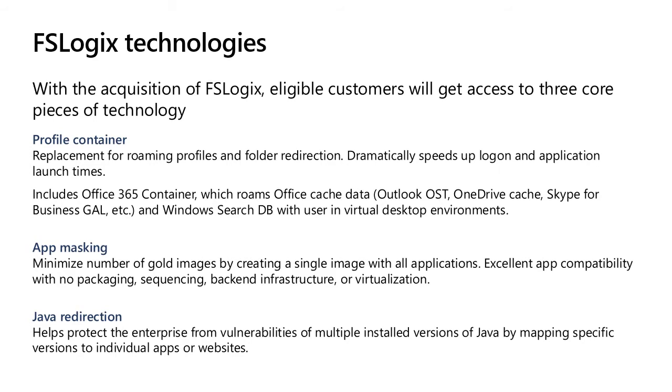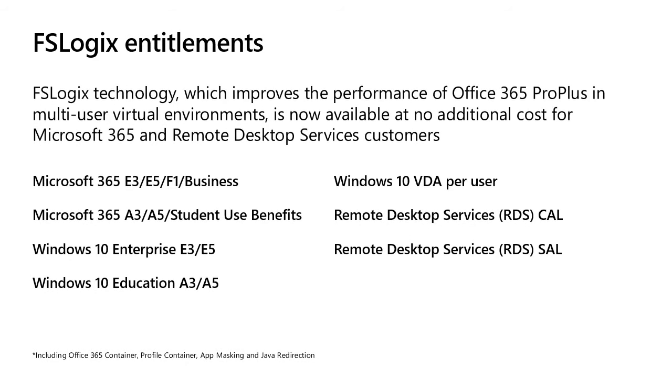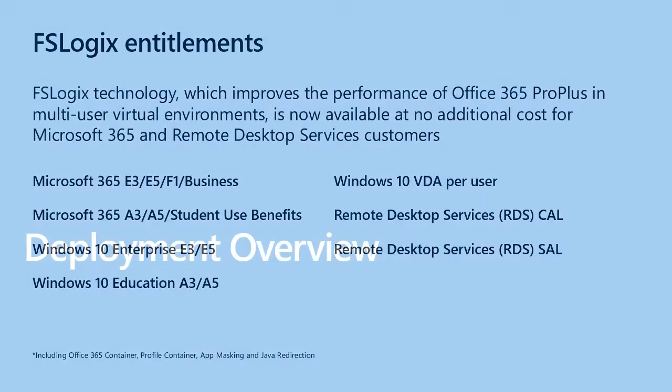So if you're currently holding any of these licenses, like if you're subscribed to Microsoft 365 E3, E5, A3, A5, or you currently have Windows 10 Enterprise E3, E5, Windows 10 Education A3, A5, Windows 10 VDA for users, and RDS CALs, the FSLogix capabilities that you see there are also automatically included as part of the capabilities that you're entitled to.